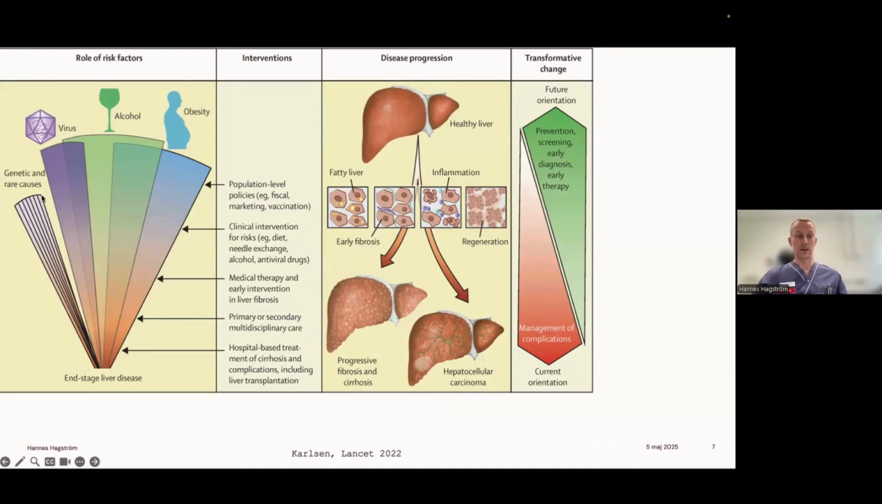A lot of people have been focused, of course, on genetic and rare causes. Hepatitis C and B have also been very big topics, but it's really these type 2 diseases that are affecting most patients, at least in the Western countries that we're practicing in, so alcohol and obesity.